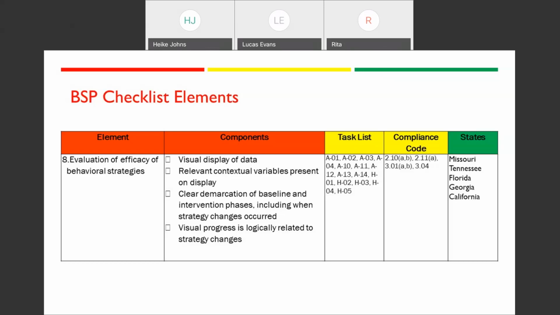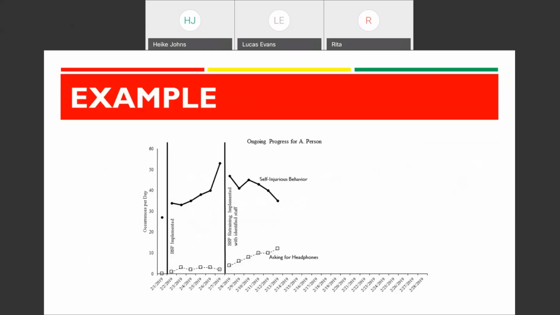Just on those task list elements, I'm not going to go through them, but A is essentially measurement, and then H is your measurement section, and then the compliance code looks at us making sure we're doing the assessments of the behavior and the data collection appropriately. So those are really key elements. And of course, as behavior analysts, we want to see changes. I mean, we're behavior analysts. We analyze what's going on, and the best way to do that is by graphing what we are doing and seeing what changes in the behavior occur, the targeted behavior and the replacement behavior. So with that, let's move on to the next slide, which is an example.